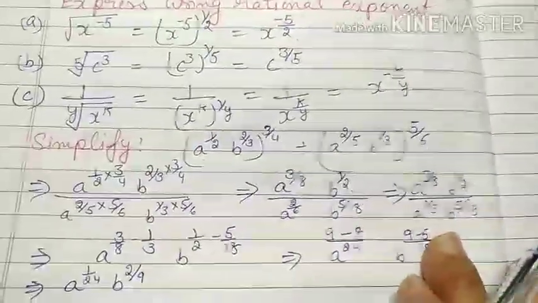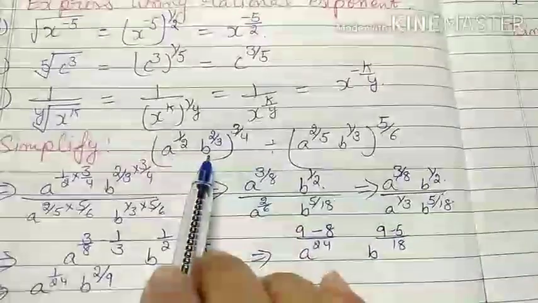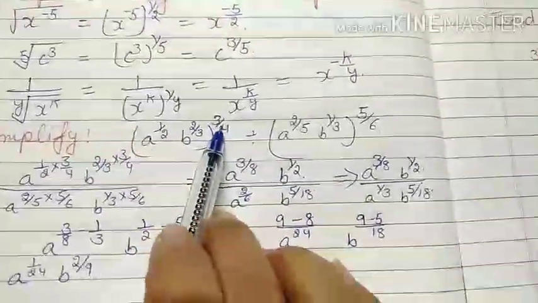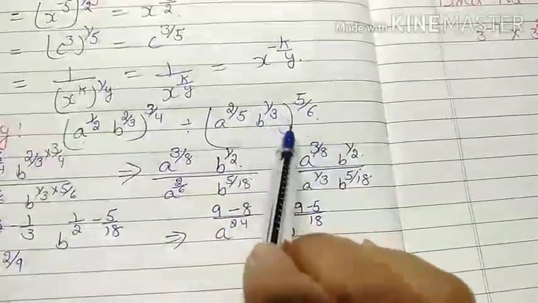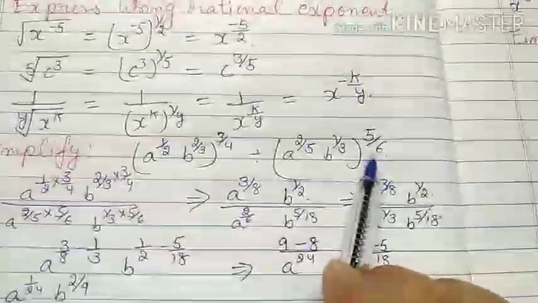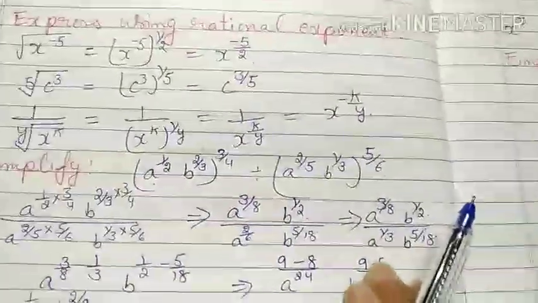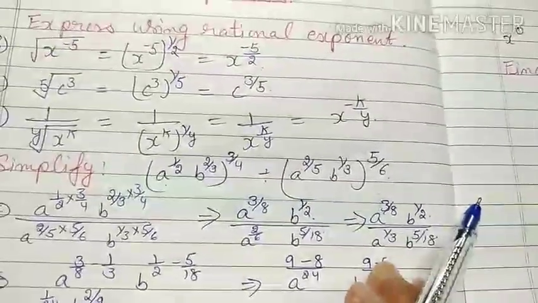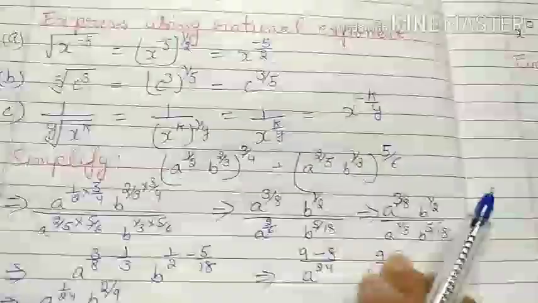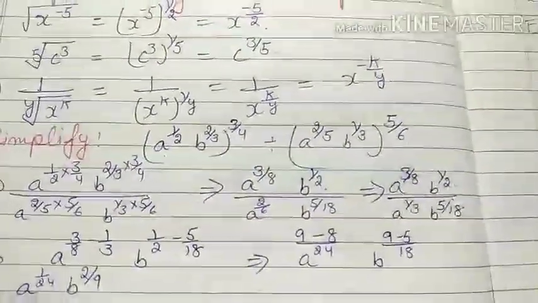But what will happen if I have a little bit bigger fraction? Suppose I have a question: a raised to power 1 by 2, b raised to power 2 by 3, whole raised to power 3 by 4, divided by a raised to power 2 by 5, b raised to 1 by 3, whole power is 5 by 6. The condition is the same, the rules are the same. The only difference is that wherever you are using integers as exponents, here we are using fractions. The rule will be the same, there will be no change in the rule.